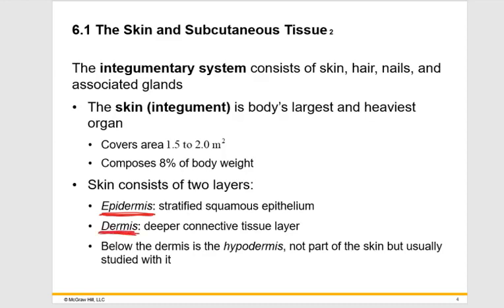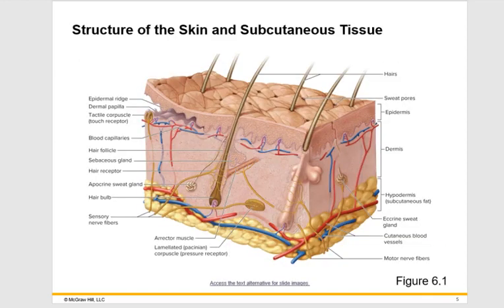The dermis is composed of connective tissue, but there are many different things found within the dermis that we need to discuss. Structurally, underneath or deeper in the skin, we have the hypodermis. Hypodermis is not technically part of the skin as an organ, but it is almost always shown on the pictures when we're looking at the structure of the skin. So this is a good place for us to discuss the hypodermis as well.